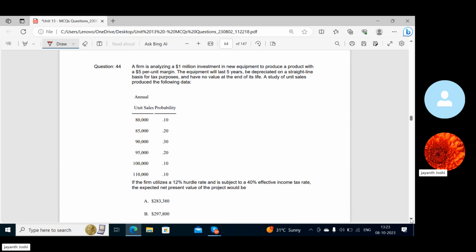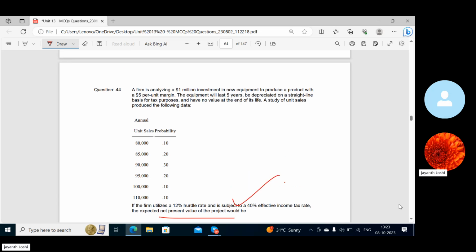Next question. They are asking the expected NPV. So you can read this entire question. Since they are asking expected NPV, they have given the probability as well. So what you need to do is multiply the unit sales with the probability to get the cash flow.